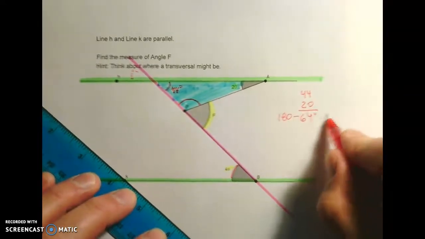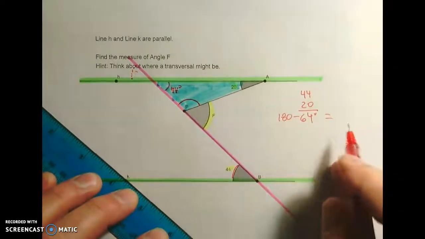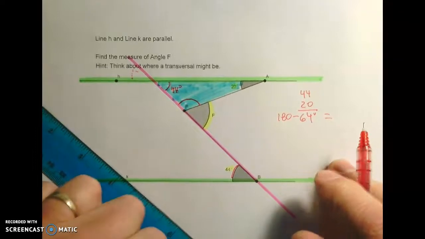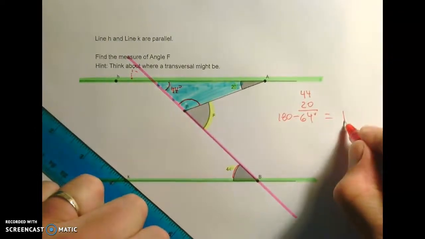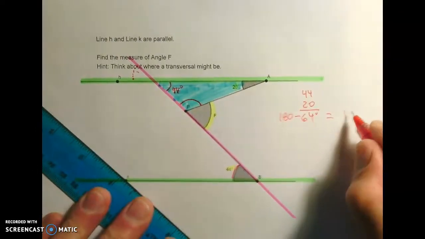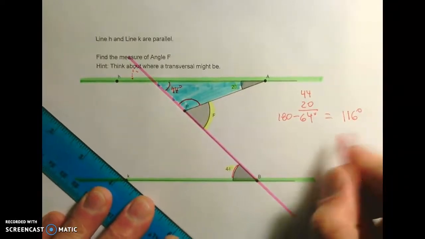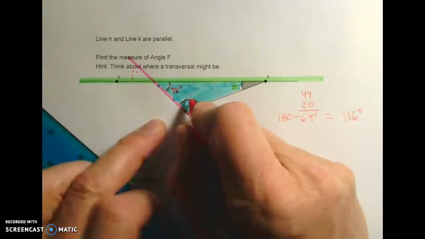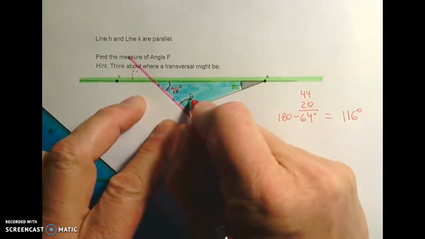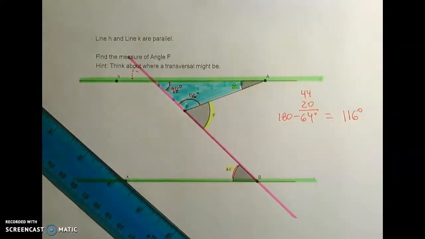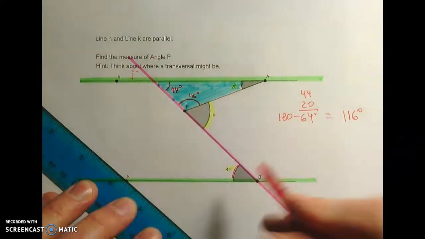There's a lot of ways to do this, but let's just pull out a calculator. 180 minus 64 is 116 degrees, if I'm right. So now I've got this is 116 degrees. Okay, so what were we after? What was the original question? What is the measure of angle F?